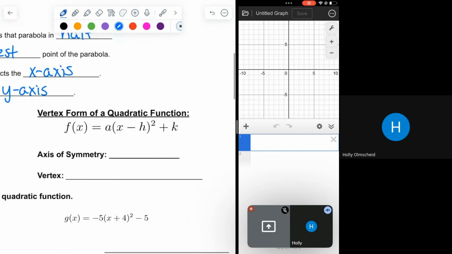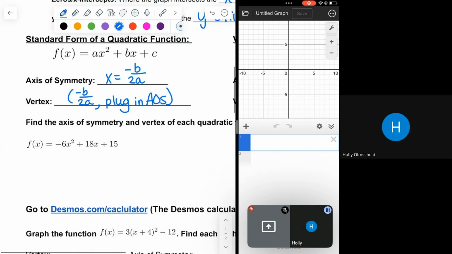In vertex form, remember our vertex and axis of symmetry are both given. So our axis of symmetry is going to be at x equals h. And then our vertex is going to be at (h, k). Remembering that your h value is the opposite of what is in the equation.